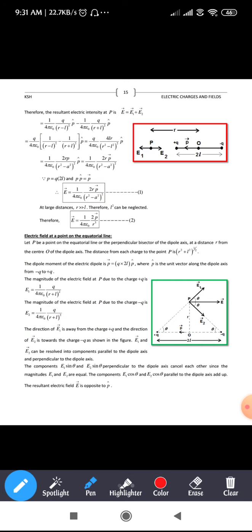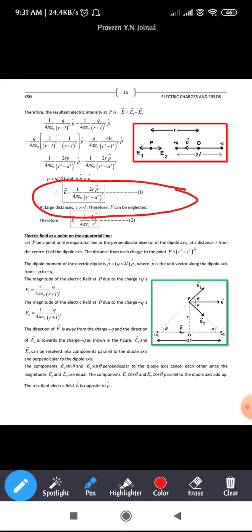Okay, so in the next case the electric field comes out to be vector E is equal to 1 by 4 pi epsilon naught into 2r vector p cap divided by (r square minus L square) whole square. That is nothing but equation 1, we call. Next we have a small case, that is what happens at large distances.